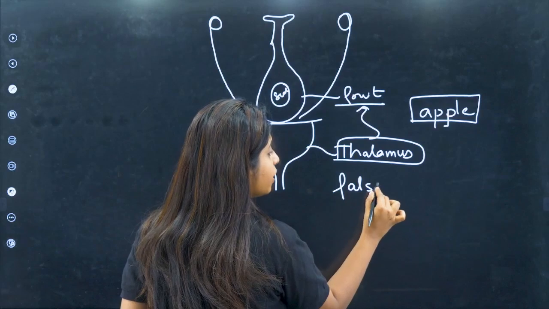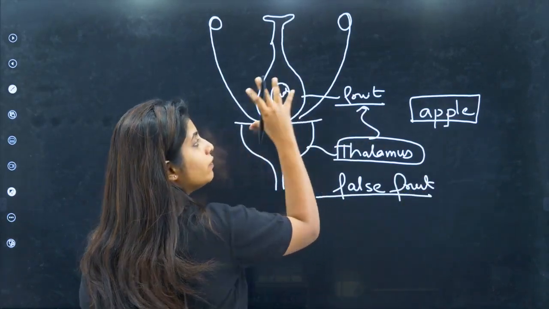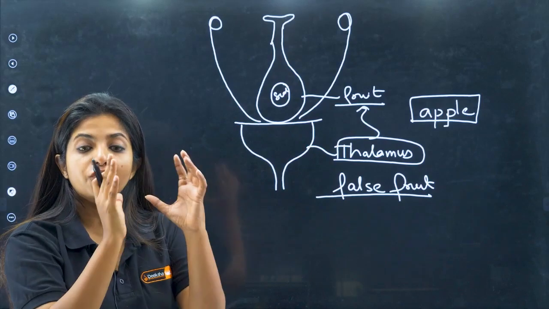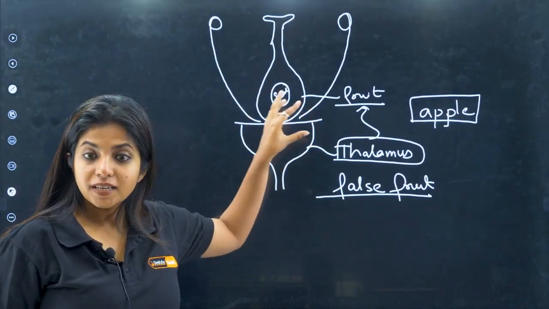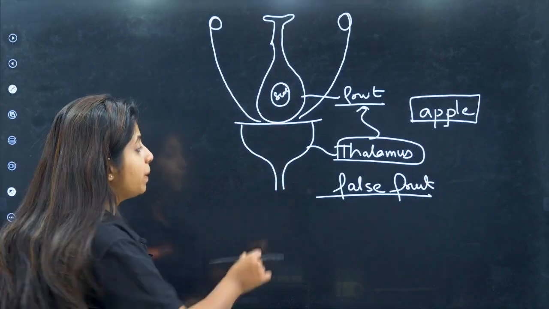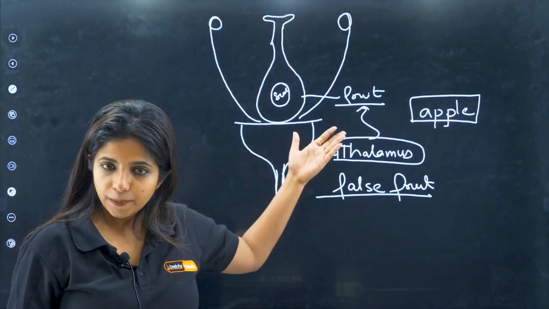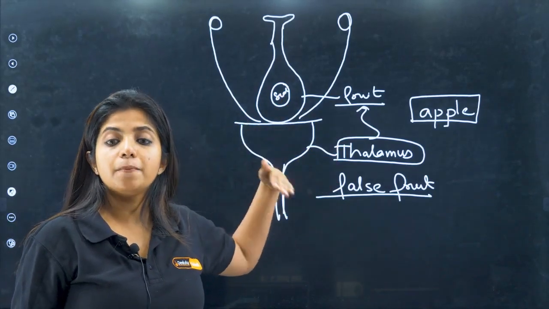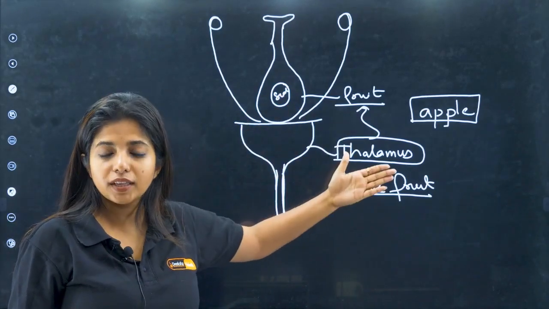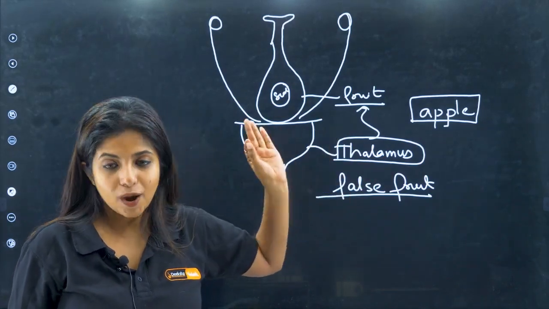This is one very important example of what? False fruit. Why false fruit, ma'am? Because over here, it's not just the ovary which is participating in forming the fruit, but also the thalamus, the other parts of the flower. Sometimes it's not just the thalamus, there can be the pedicel also. This is the pedicel. It can also be part of the fruit. You get it? So these types of fruits which are formed from different parts of the plant along with the ovary, such as the thalamus, are known as false fruits.